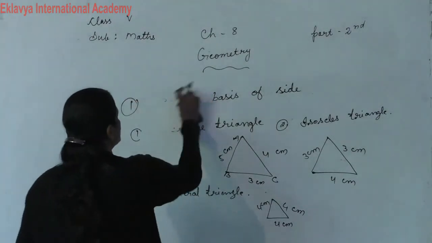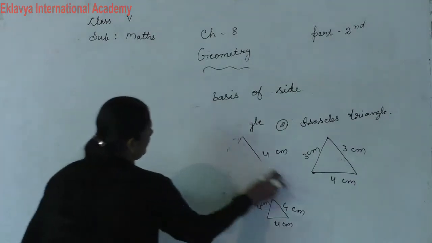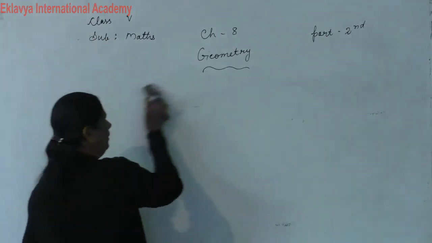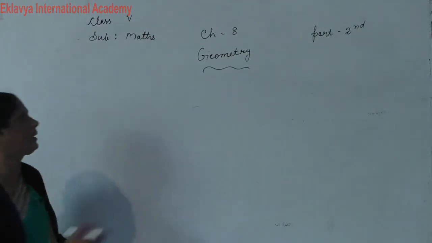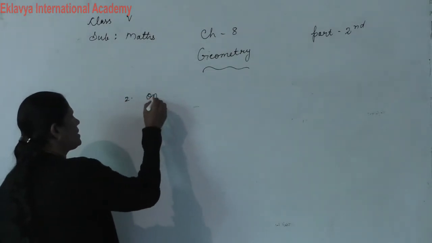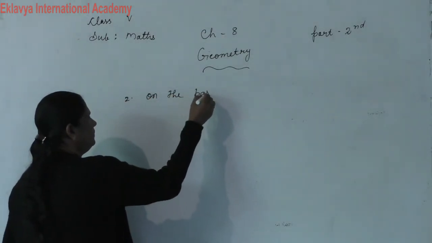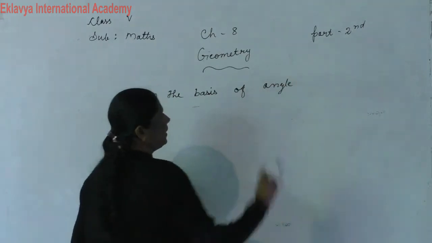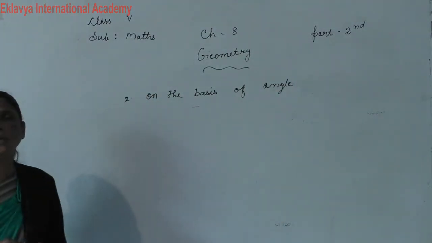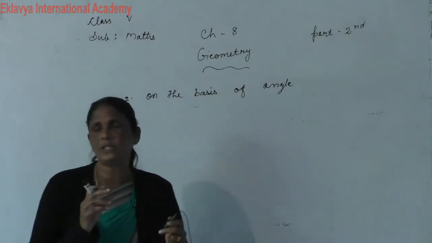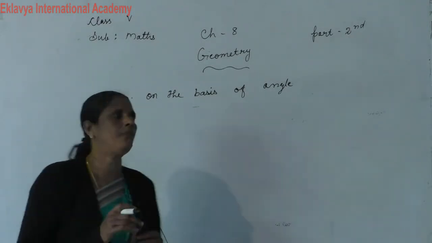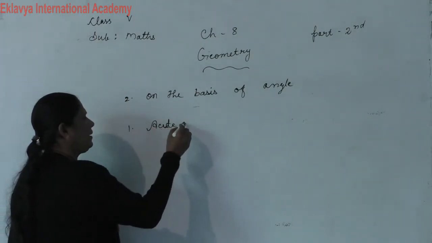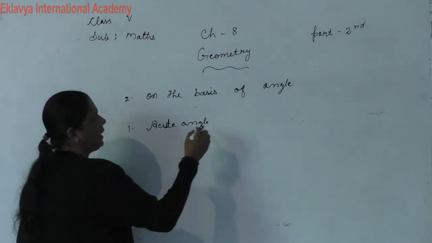Next, second, on the basis of angle. On the basis of angle, there are three types. First, acute angle triangle.